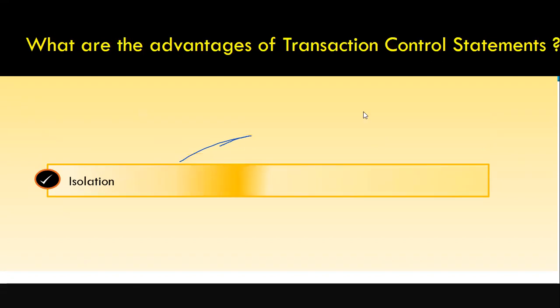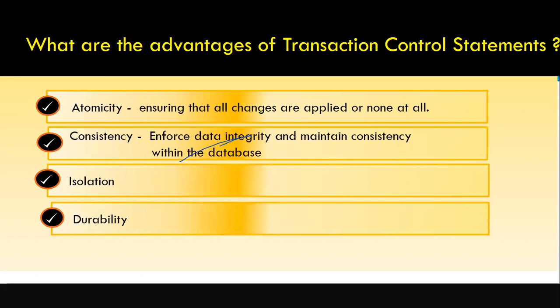So what are the advantages of transaction control statements? There is something called ACID properties. A typical RDBMS system must adhere to these properties: atomicity, consistency, isolation, and durability.